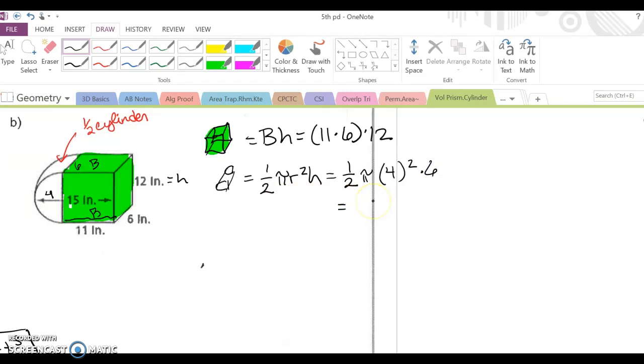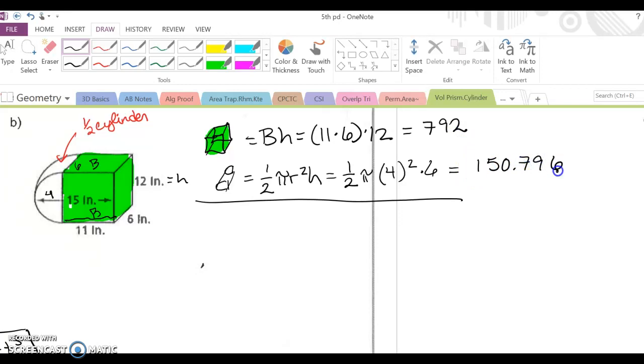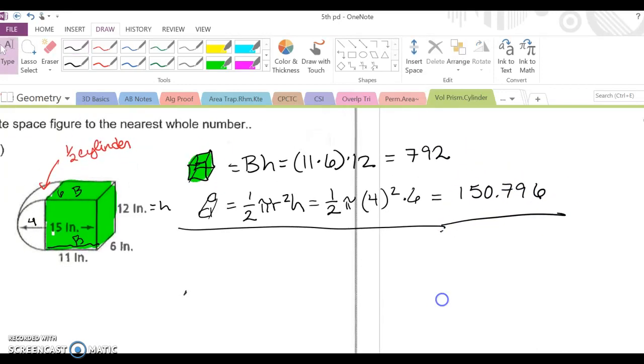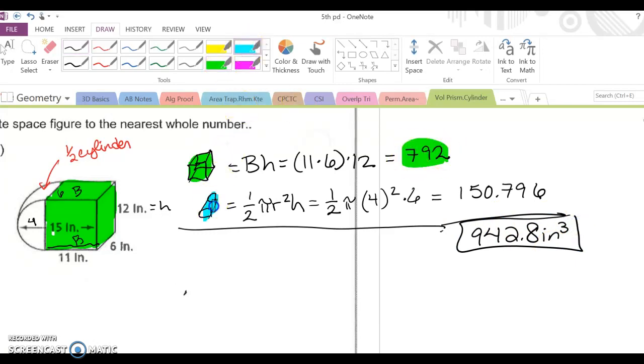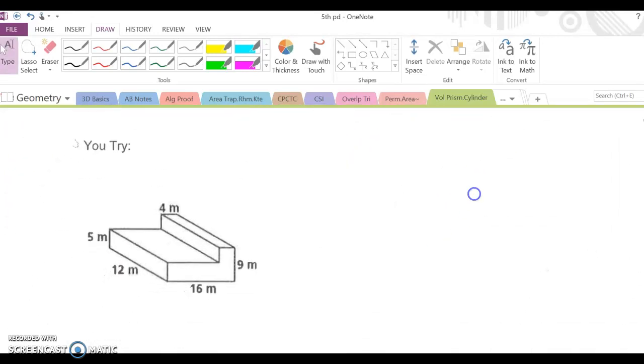And so if we put all of this in our calculator, okay, we get 792 for the prism. We get 150.796 for the half cylinder. And we're going to add those together to get 942.8 inches cubed. So we added together the 792 and the cylinder's 150 amount. Okay. There's one more problem. It's a you try. Why don't you pause the video and give it a shot and we'll see how you do.